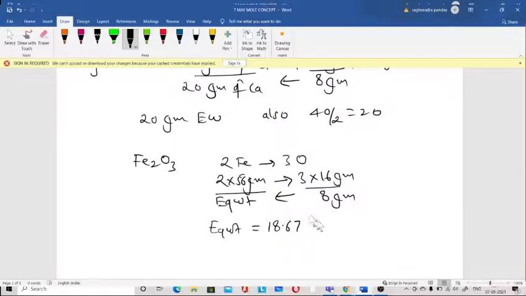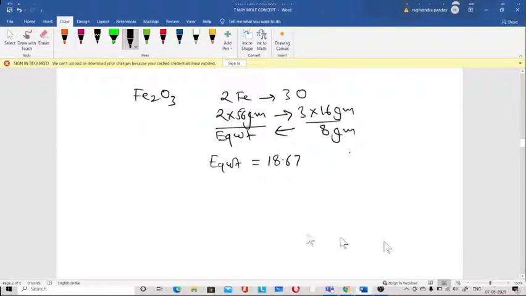Also, the valency of iron is 3 here. So again you can take it by valency, 56 by 3. Both will give the same result. This is one of the aspects.